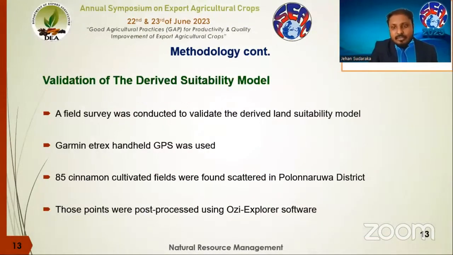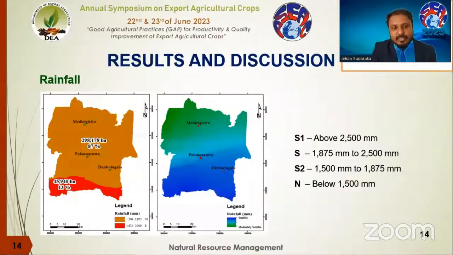Then the derived land suitability model was validated using the existing cinnamon cultivations. The GPS locations of 85 current cinnamon cultivations were taken and a point data layer was created. Then we'll move to the results and discussion section.